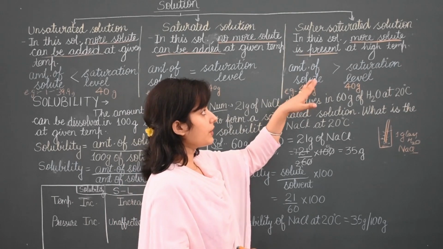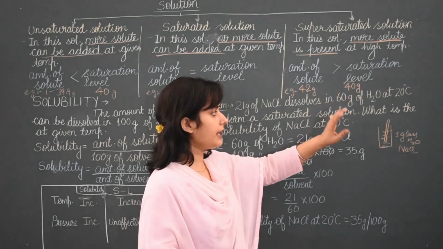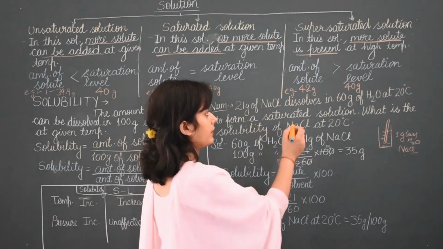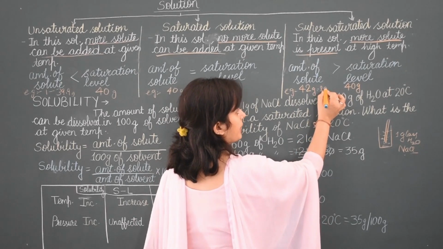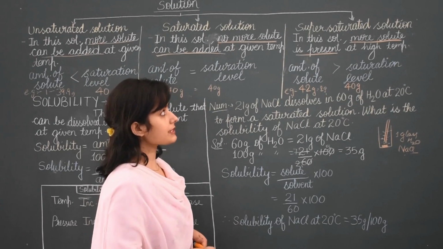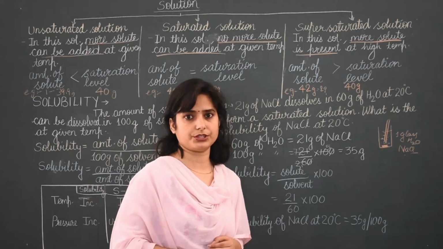And what happens when we cool this solution? The extra amount of salt that we dissolved here, for example here it is 2 gram, that will start settling down. So this type of solution is called a supersaturated solution.